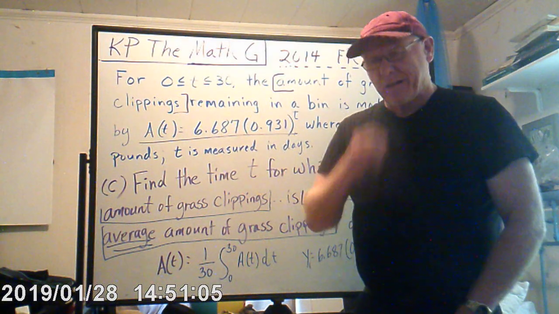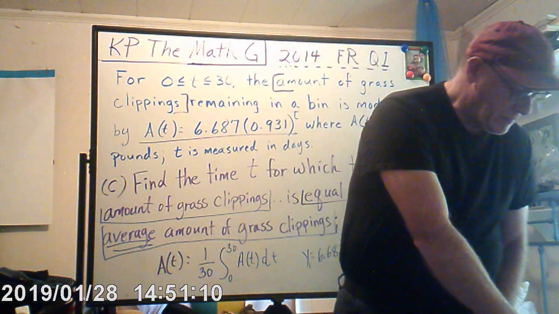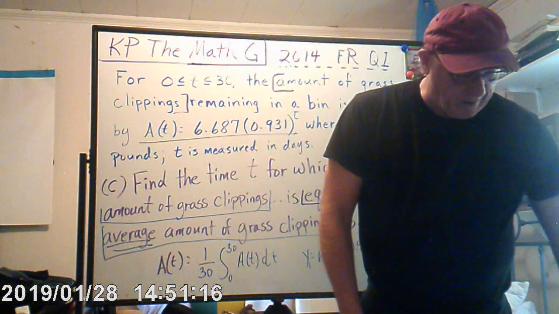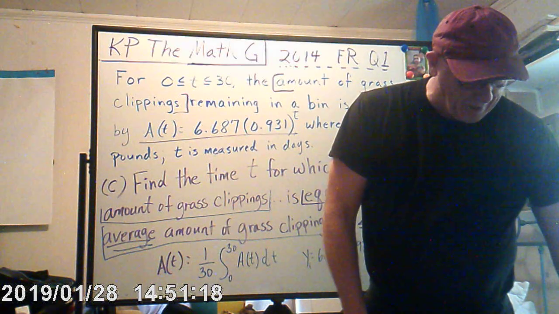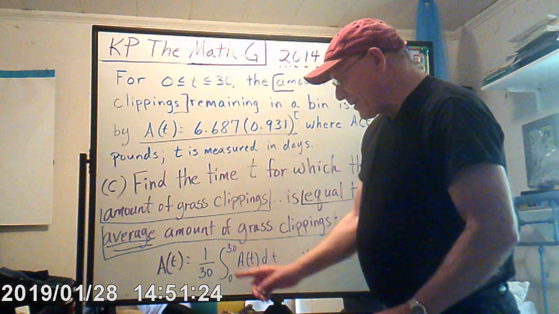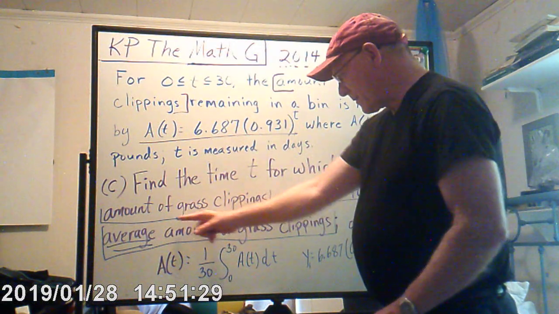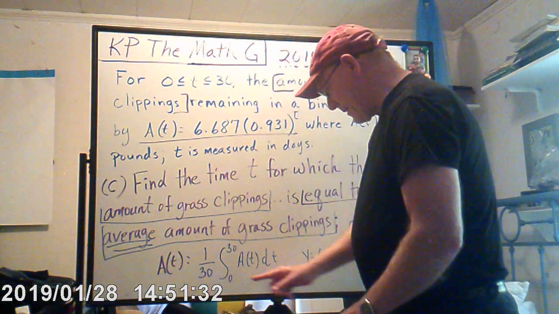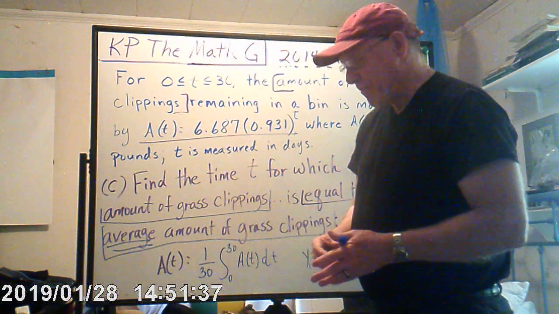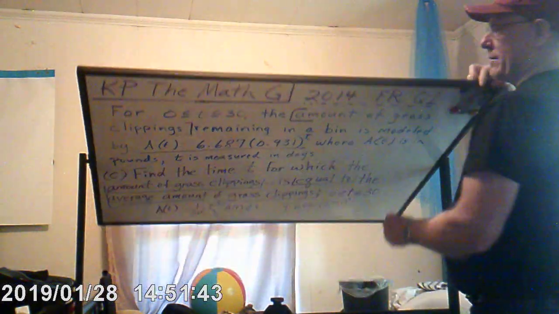I want to do that at another time, but this is what I want to concentrate my efforts on. I breezed through A and B, and I figured out D all right, but C, I just forgot about this. I just was not thinking about the amount of grass clippings. This is equal to the average amount. All right, at one time or another, it's equal. So that's what I want to do. All right, so let's work it out.